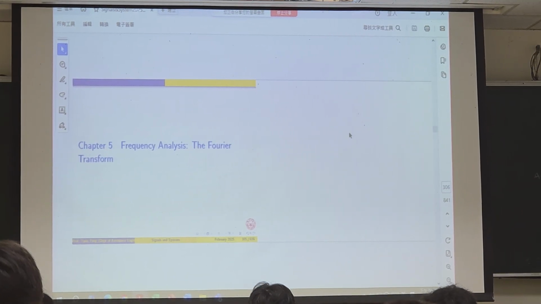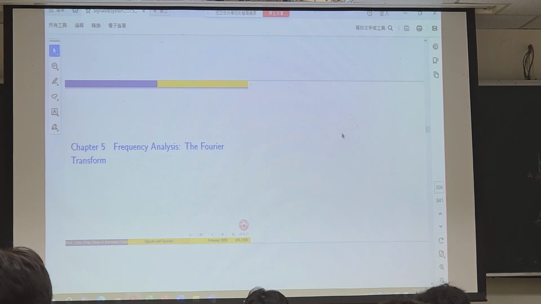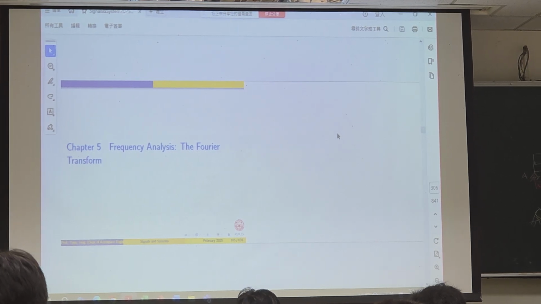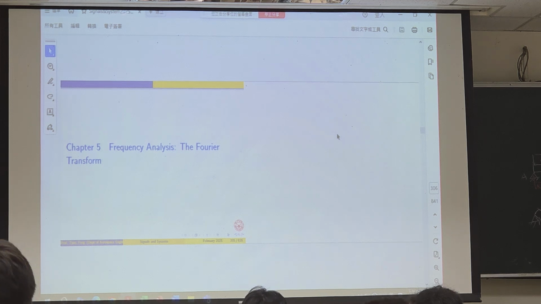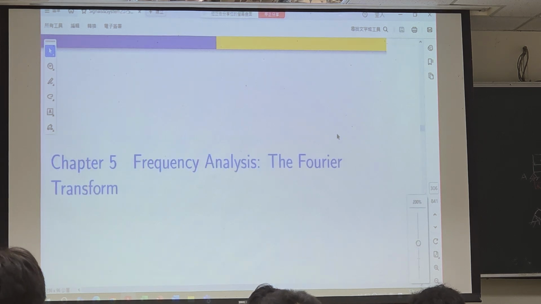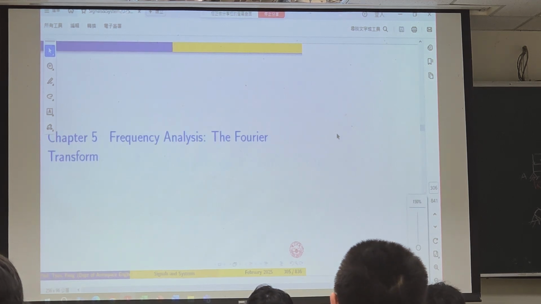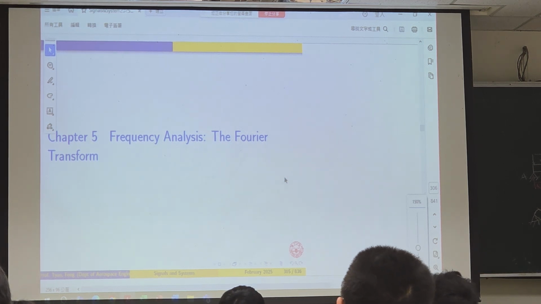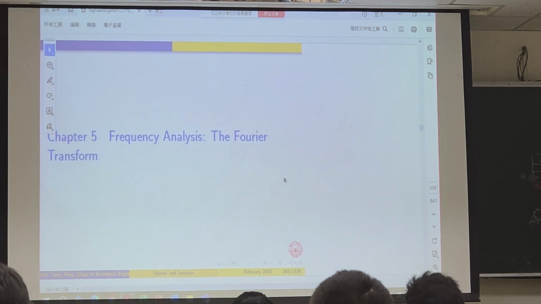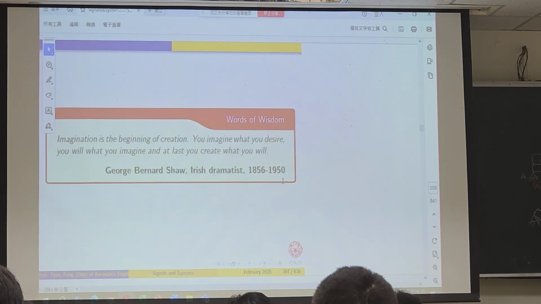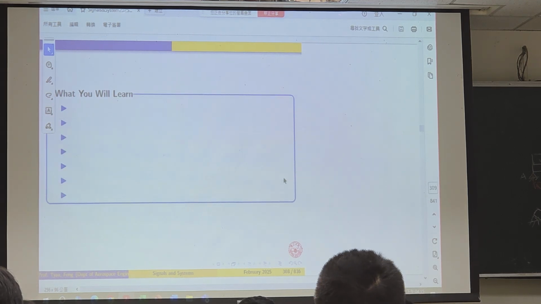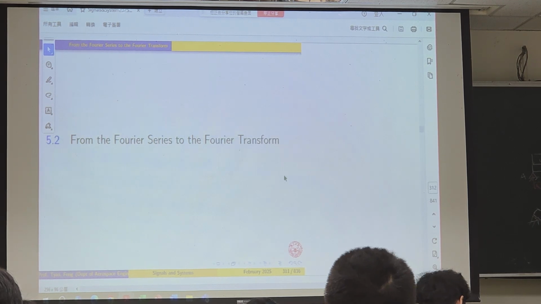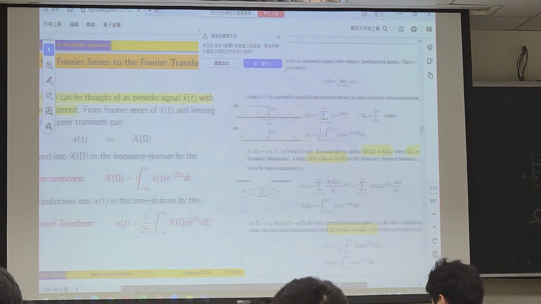Let's go to the previous part very quickly. Okay? Kind of quick review. Okay, in this chapter, consider the Fourier transform. Actually, that can be considered as an extreme case of Fourier series transformation.